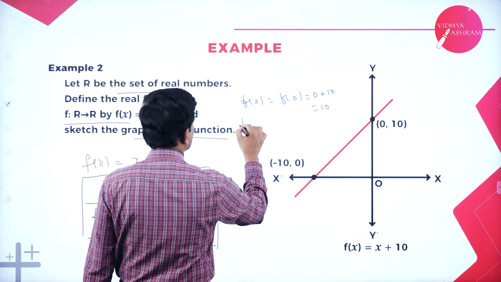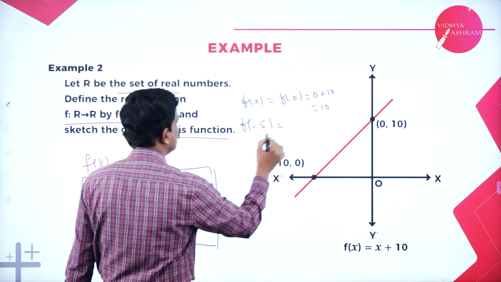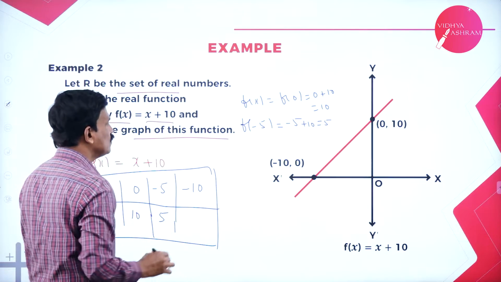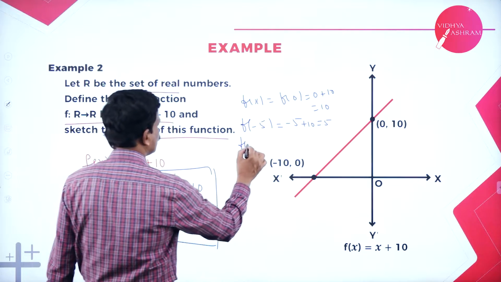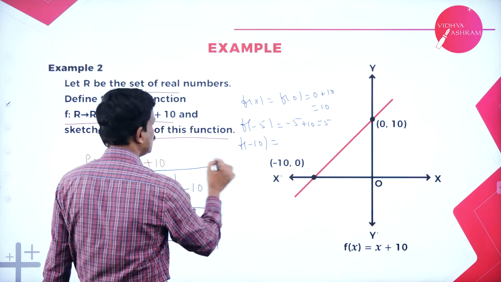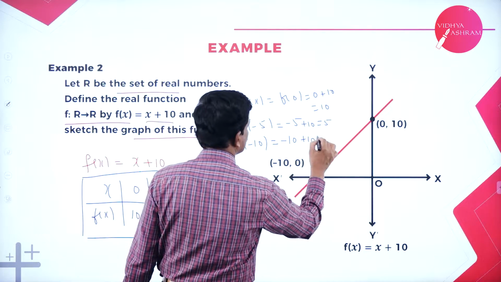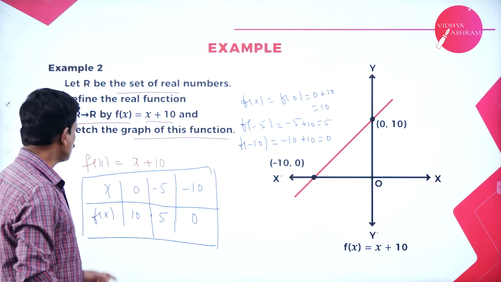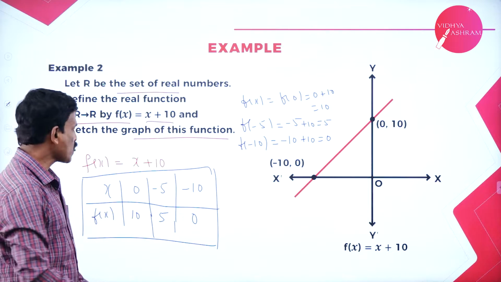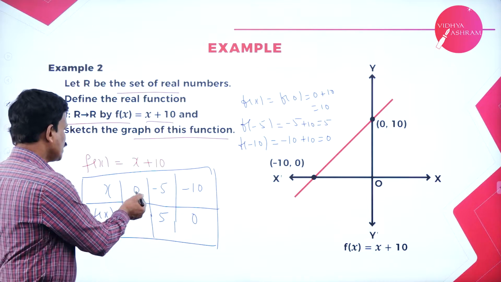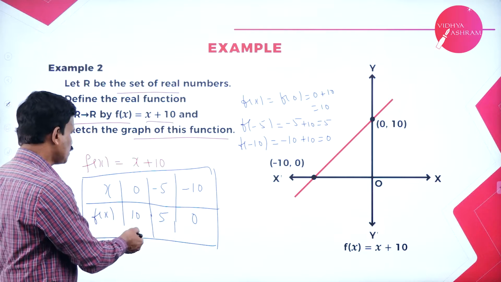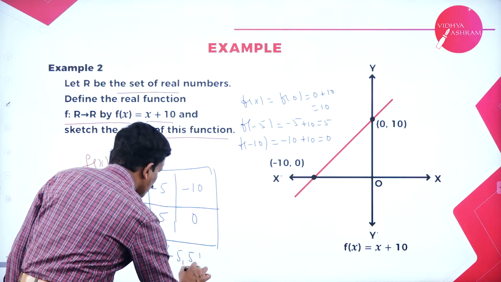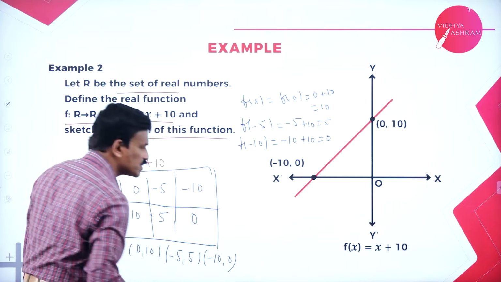When x is equal to minus 5, f of minus 5 is equal to minus 5 plus 10, which is equal to plus 5. When x is equal to minus 10, then this becomes minus 10 plus 10, that's equal to 0. So, these are the possible values. So, we can take x is equal to 0, minus 5 and minus 10. So, how to draw the graph? When x is 0, f of x is 10, so 0 comma 10 is one point. Next, minus 5 comma 5 is the other point and minus 10 comma 0 is the third point.